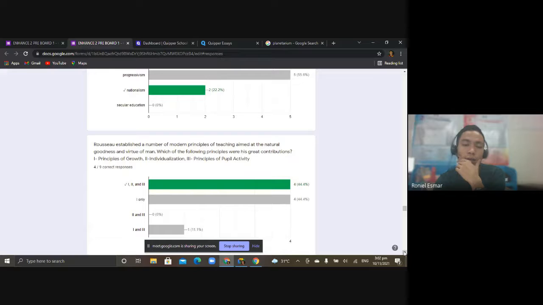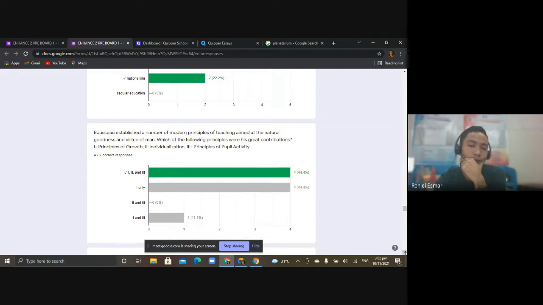Rousseau established a number of modern principles of teaching aimed at the natural goodness and virtue of man. Which of the following principles were his great contributions? Is it number 1, principles of growth, individualization, principles of people activity? All of these are the contributions of Rousseau. So the answer is letter A.